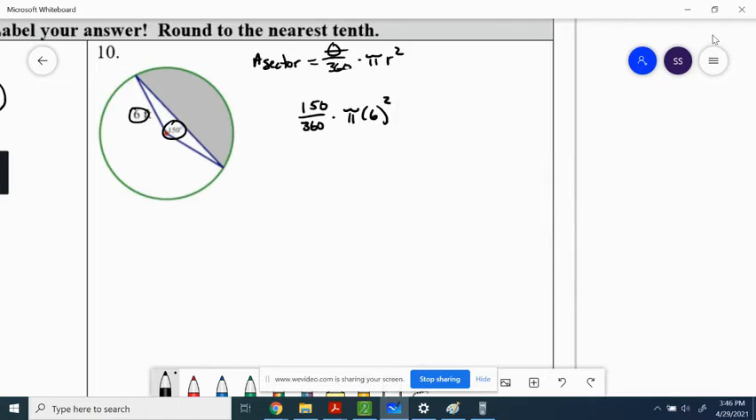So again, this is area of the sector. So area of the sector is equal to 47.1. And now what we need to do is subtract the area of the triangle. Okay, so we're going to subtract this.